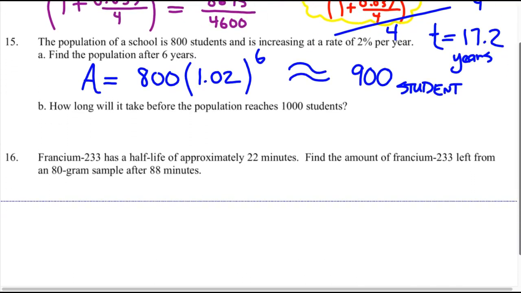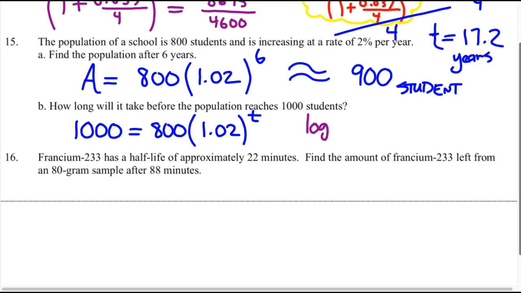Okay, well now we're solving for a different variable. We're solving for the t. So now we say, all right, I want 1,000 students. I started with 800. The rate is still 1.02. And how long is that going to take? So now again, we're looking for a value of a variable in an exponent. So that's where you use a log. So now we take this and we rewrite it as a log. I'm getting kind of ahead of myself here, but I divide both sides by 800. So then I'm going to get 1,000 over 800 or 10/8 or 5/4 or 1.25.